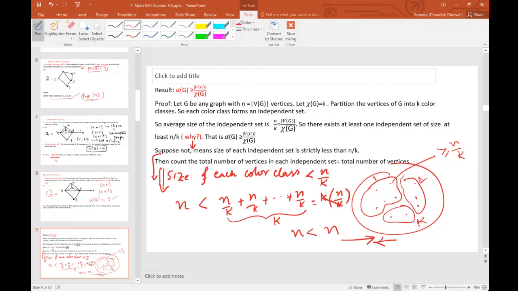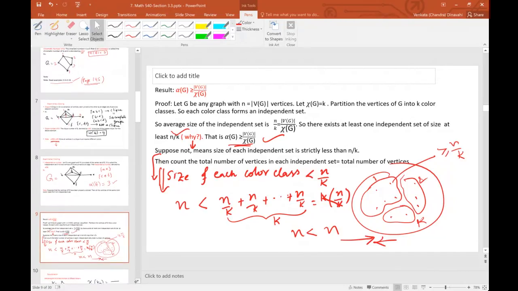So my assumption that each and every color class has size strictly less than n by k is wrong. So there should be at least one whose size is greater than or equal to n by k. So I got my result. Hope this makes some sense.